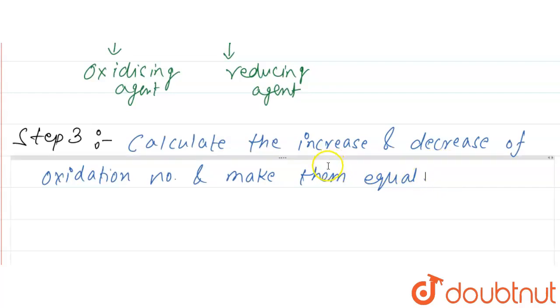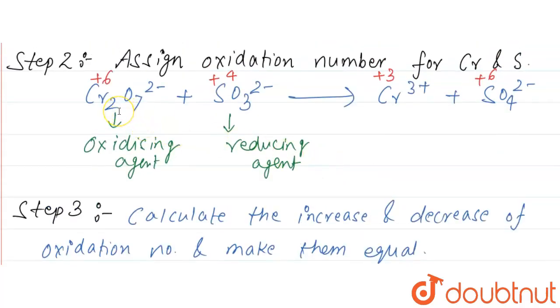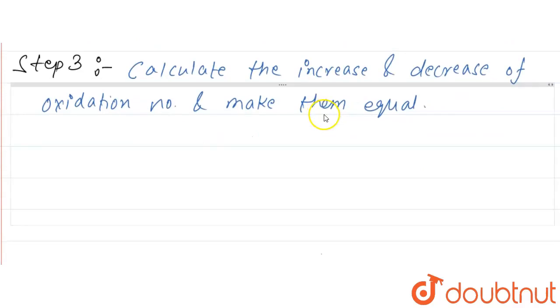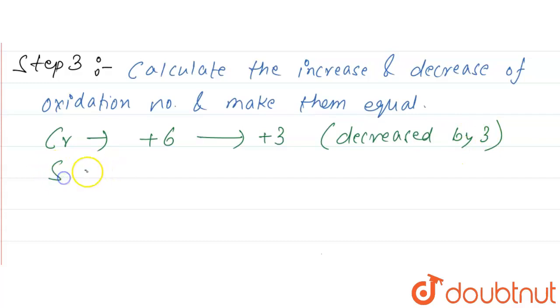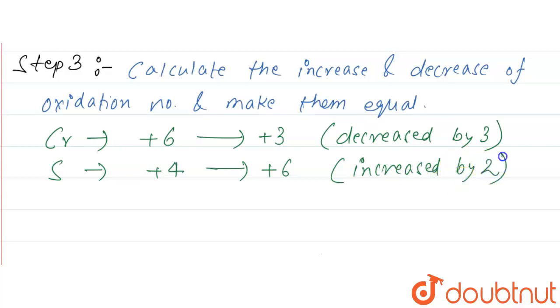In step 2, we can note that for chromium the oxidation number is changing from +6 to +3, so it is decreased by 3, and for sulfur it is changing from +4 to +6, so it is increased by 2. We have to balance this, we have to make them equal.